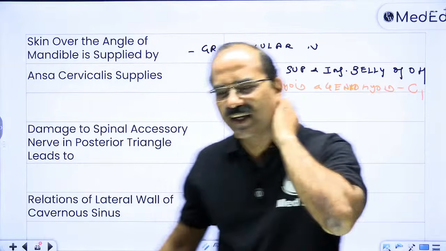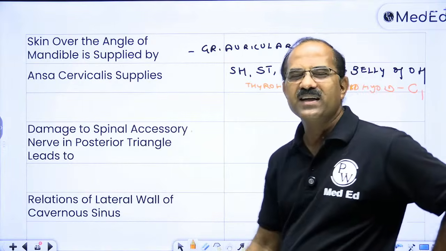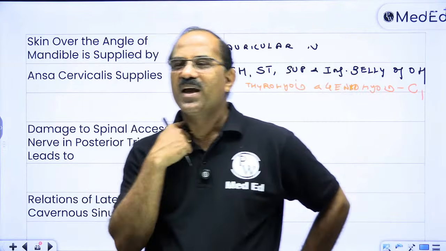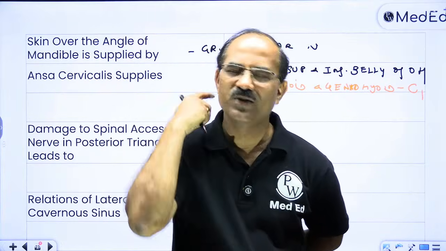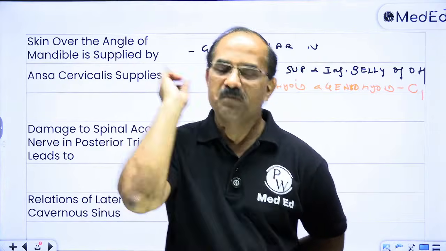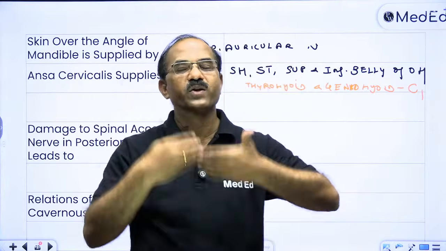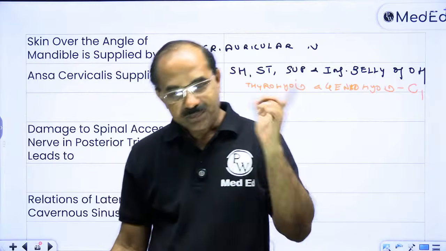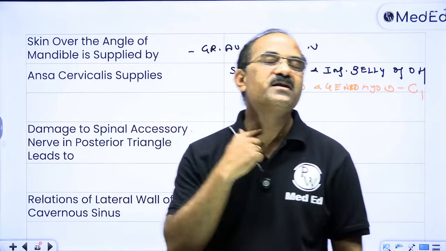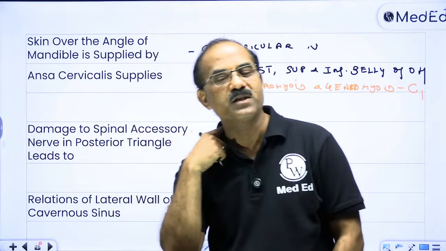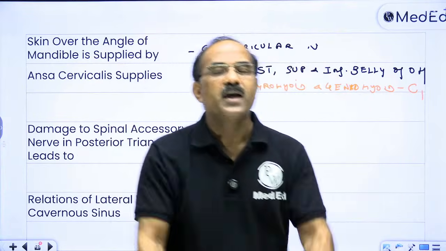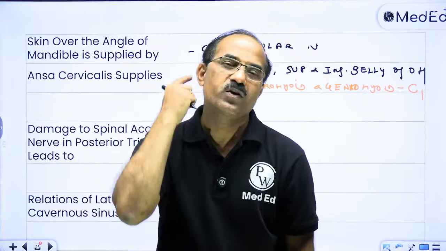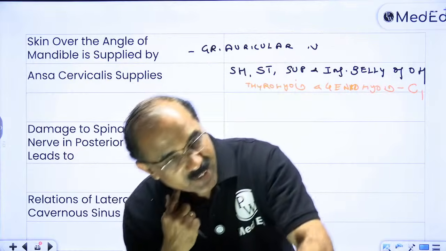Okay, can anyone tell me about damage to the spinal accessory nerve in the posterior triangle? The spinal accessory nerve supplies two muscles, sternocleidomastoid and the trapezius, right? It first supplies the sternocleidomastoid and then comes into the posterior triangle of the neck to supply the trapezius.